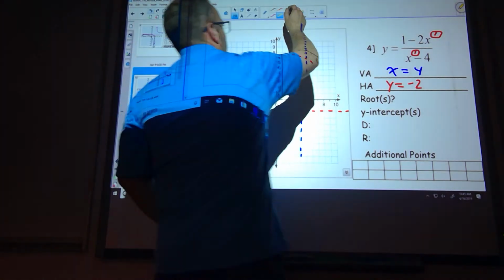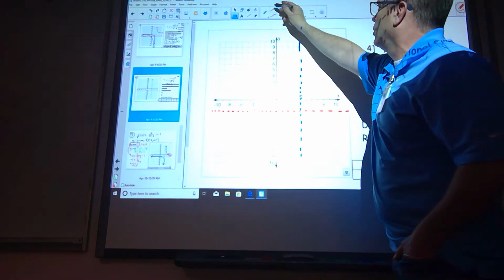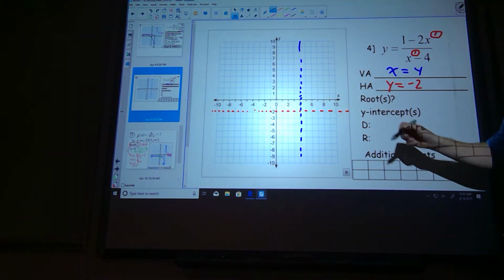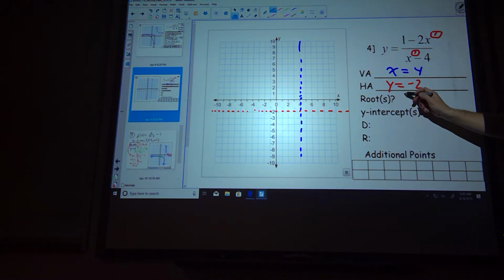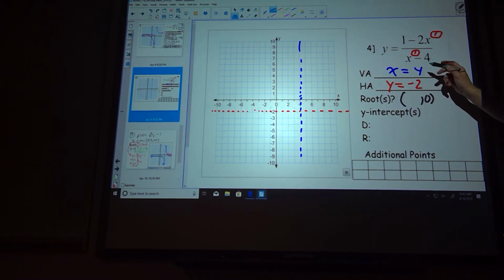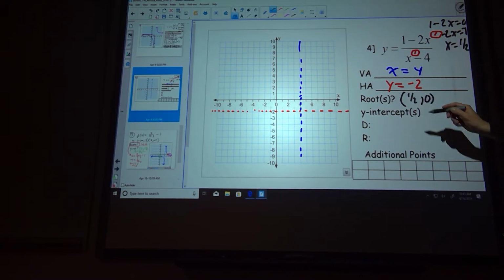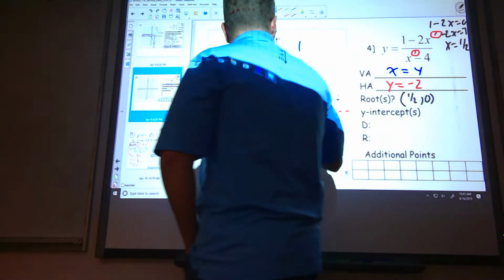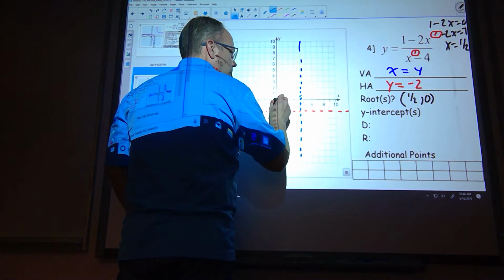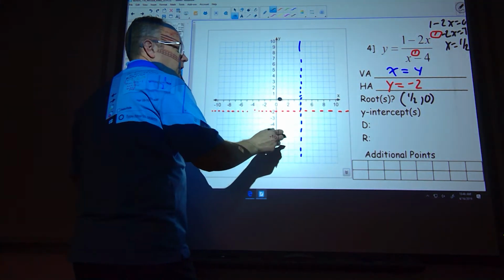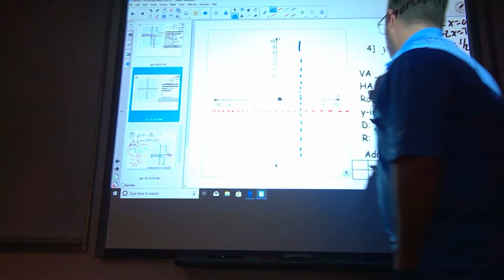Okay, so let's figure out some roots. We will indeed have some roots because it is shifted around. So if I want to find my roots, I'm going to plug 0 in for y. So it becomes 1 minus 2x equals 0. So negative 2x equals negative 1. So x equals half. So x equals half is like here. So yes, indeed, it's going to show that. Let's find our, what's that?